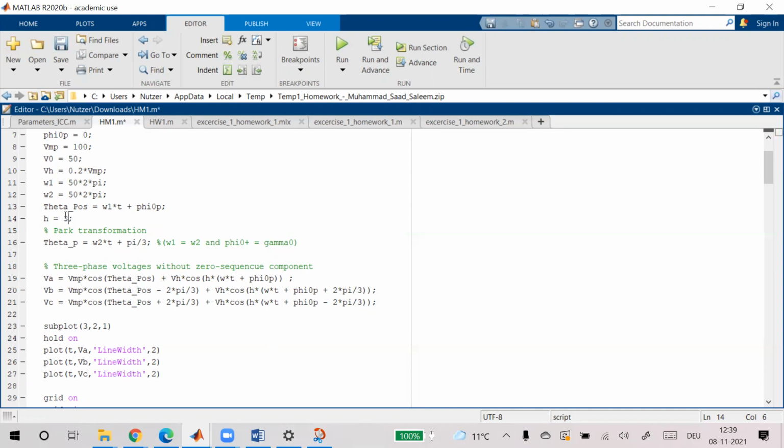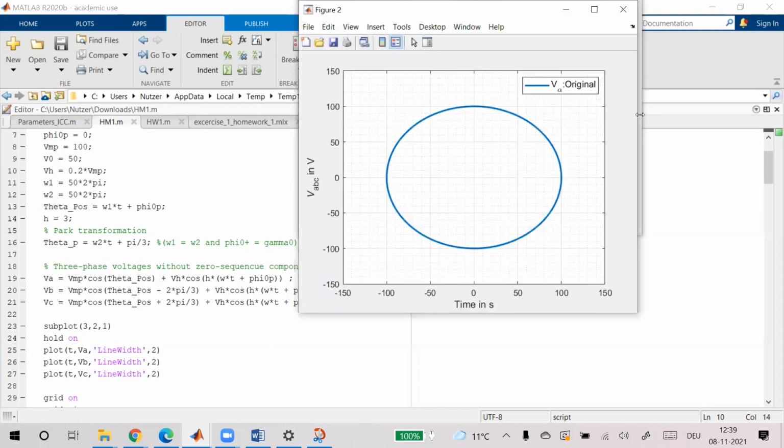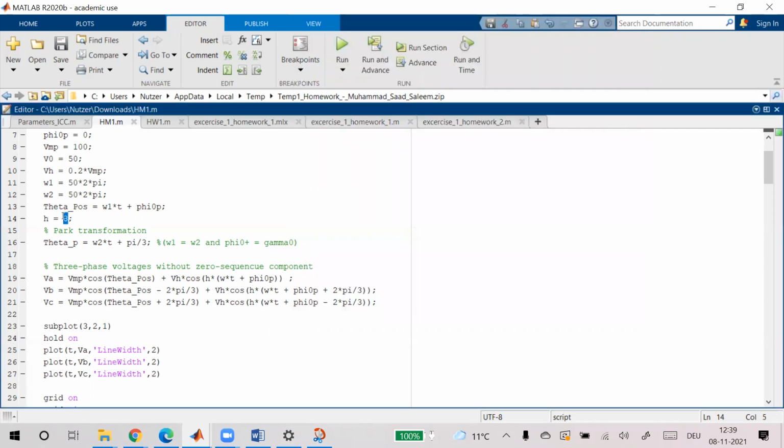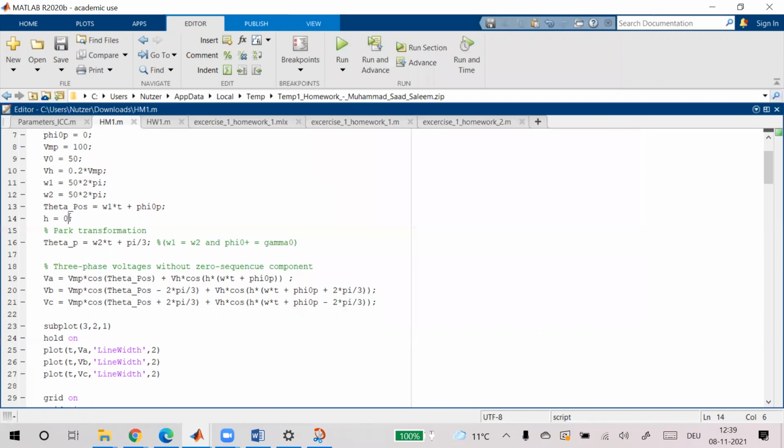I'm just wondering, if we make third order harmonics, do we see any change in the alpha beta frame? No, it should not change. You should still see a circle, because we know third order harmonics is equal in all the phases. When I make this 0 you would see the same graph with 100 magnitude. It does not matter if you have third order harmonics, you will not see anything in the alpha beta frame.